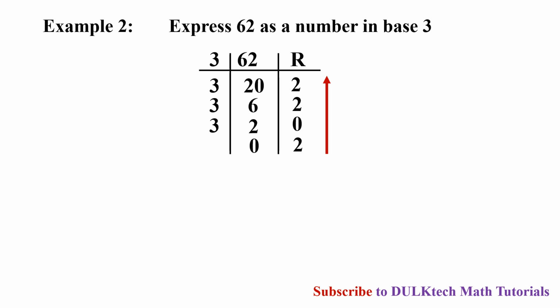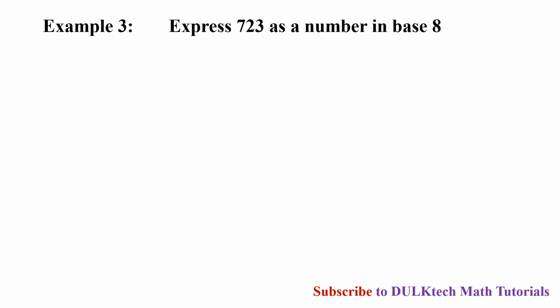Since we have this 0 here, we can now take the remainders in this order. So our answer is 2022 base 3. So we are saying 62 is equal to 2022 base 3.